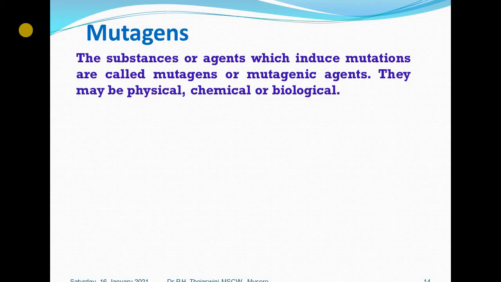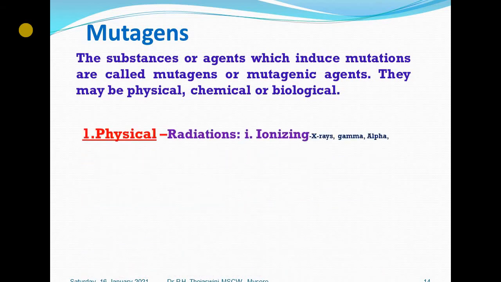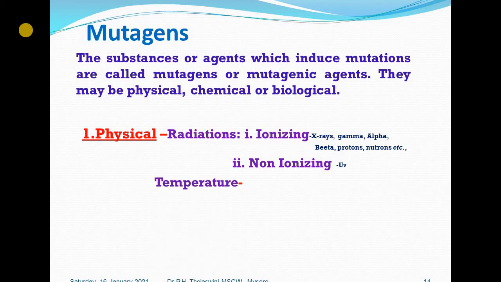They can be physical, chemical or biological. They might be natural or artificially made under laboratory conditions, so that brings about our requirement. The physical mutagens are radiations, which may be ionizing or non-ionizing radiations. Ionizing radiations include X-rays, gamma rays, alpha rays, beta rays, protons and neutrons. Likewise, non-ionizing radiations used as mutagenic agents are UV radiations. The temperature can also be made use of for bringing about the mutation.